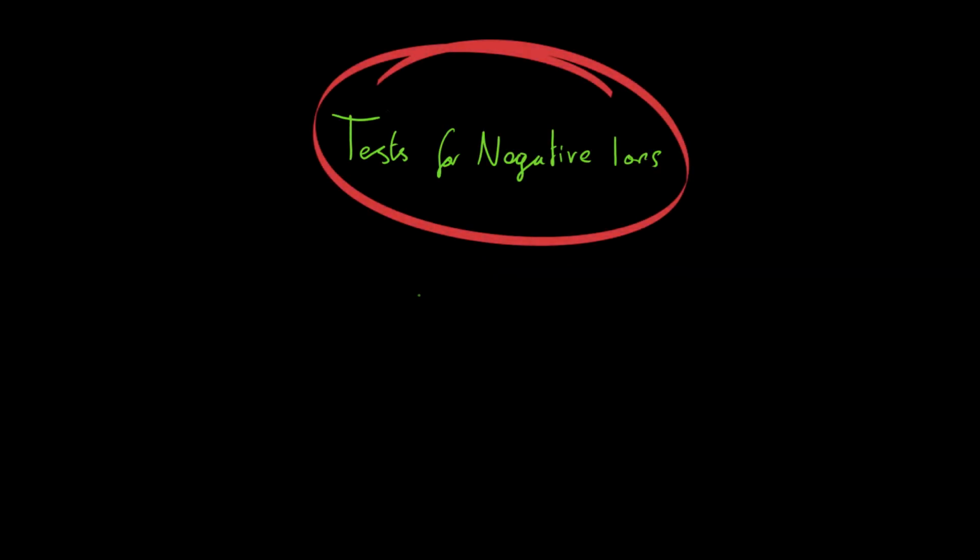Okay, hi. So in the previous video we had a look at the tests for different positive ions, and so it follows that in this video we're going to have a look at the tests for the negative ions. Okay, and so we can break down these negative ions into three categories, and that's what we're going to be looking at. And those are the carbonates.